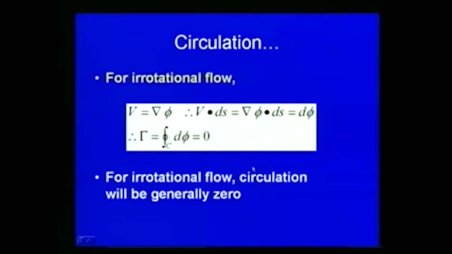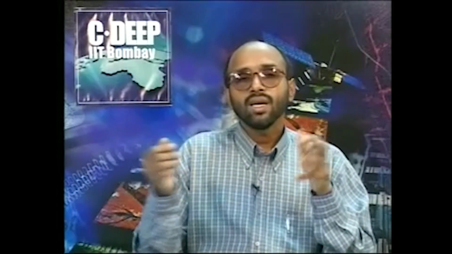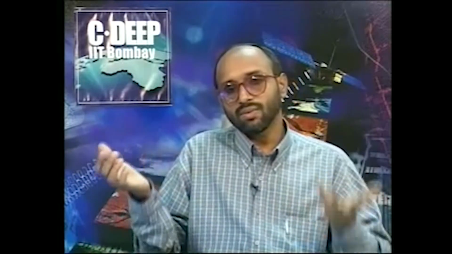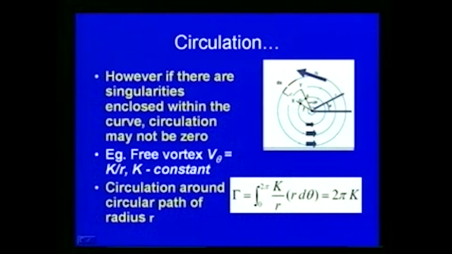So, generally we can say that as far as irrotational flow is concerned, the circulation will be 0. But you can see that, within the closed curve which we consider, if there are singularities enclosed within the curve, then the circulation may not be 0.